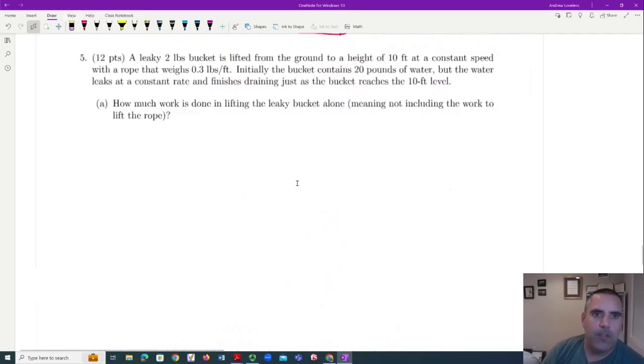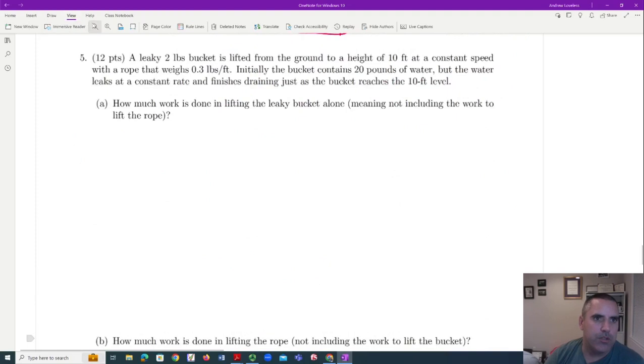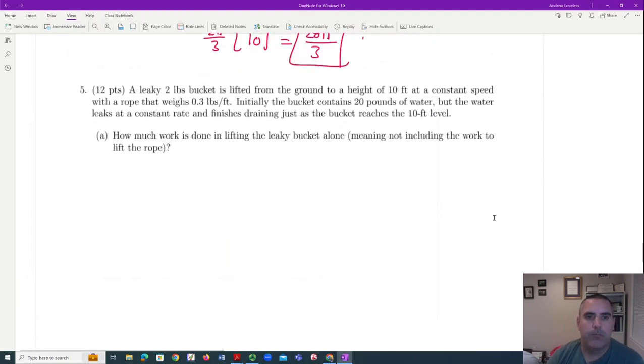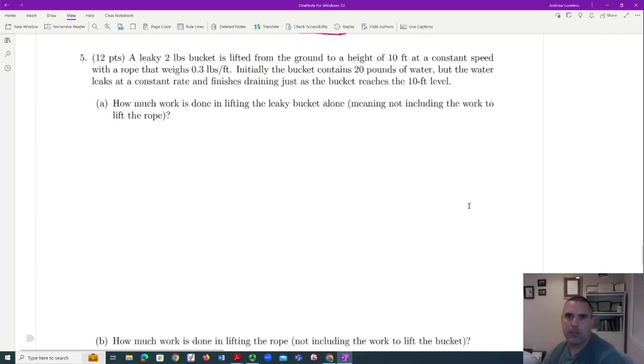All right. Finally, we have some work questions. That's a topic unto itself. A leaky bucket is lifted from the ground to a height of 10 feet at a constant speed with a rope that weighs this. How much work is done in lifting the leaky bucket alone?